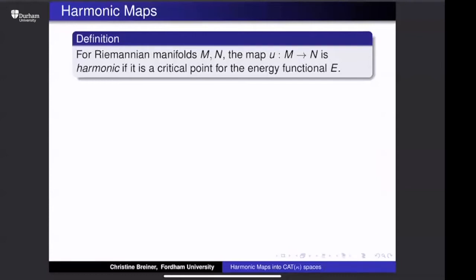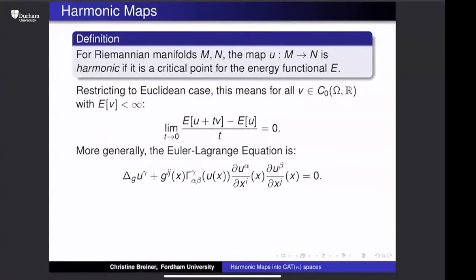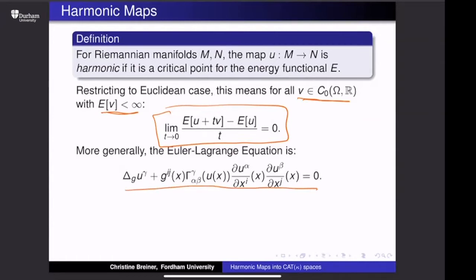And the next thing I'm going to put up, some people don't need this at all. Some people haven't looked at a calculus of variations problem in 20 years. So what do we mean by critical? We actually mean the calculus of variations definition. So in the Euclidean setting, what this would mean is you have compactly supported functions with finite energy, and then you're just looking at the difference quotient of the energies as t goes to 0, and that should be 0 if the map u is harmonic. From this, if you're in the manifold setting, you get the Euler-Lagrange equation given below.